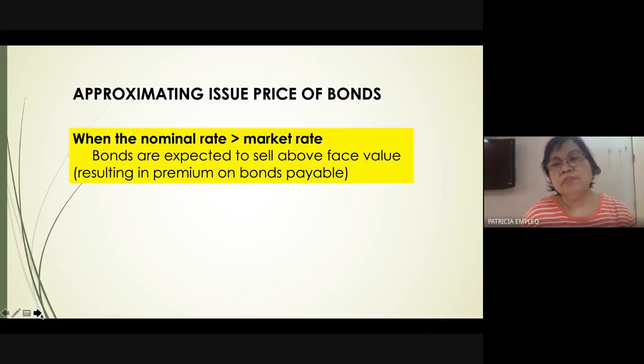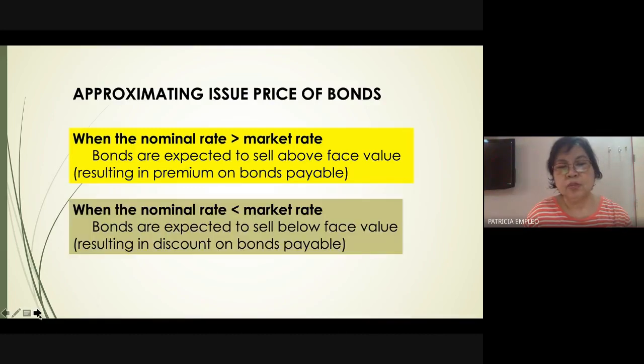Okay, so how do we approximate the issue price of the bonds? Assuming that all other factors are constant, the issue price of the bonds will depend upon the interaction between the nominal rate, which is the rate stated on the bond certificate, and the market rate of similar instruments. The market rate is the rate offered by similar instruments in the market. So when the rate offered by the bond, the nominal rate, is higher than the rate given by similar instruments in the market, then the bond is considered attractive to the bondholders, such that the bond may command a price higher than its face value. Therefore, the bonds are expected to sell above face, resulting in premium on bonds payable. So the excess of the issue price over the face value of the bonds is called premium on bonds payable.